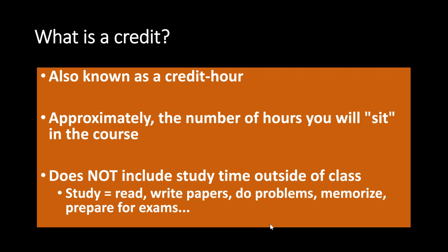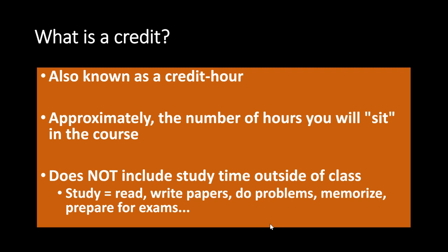So if you're taking a writing class for 4 credits, it means you'll be sitting in, or maybe in Zoom or in your classroom 4 hours a week. But then you're still expected to do all your stuff outside of class. Anything that falls into the study category. It could be reading, doing research, writing papers, doing your problems, memorizing for your vocabulary, doing a laboratory exercise, preparing for exams, all the things that you need to do to be able to complete the course.